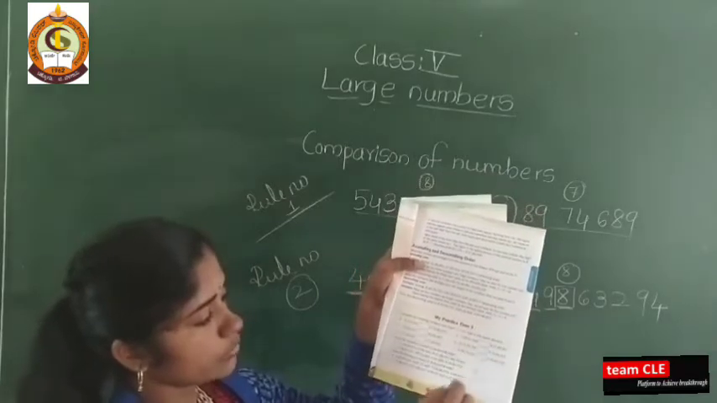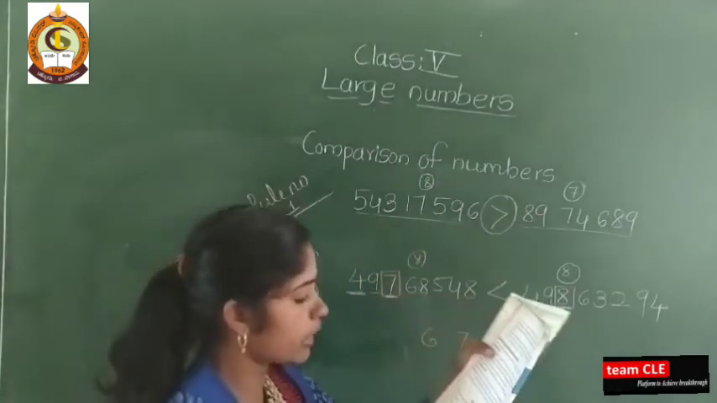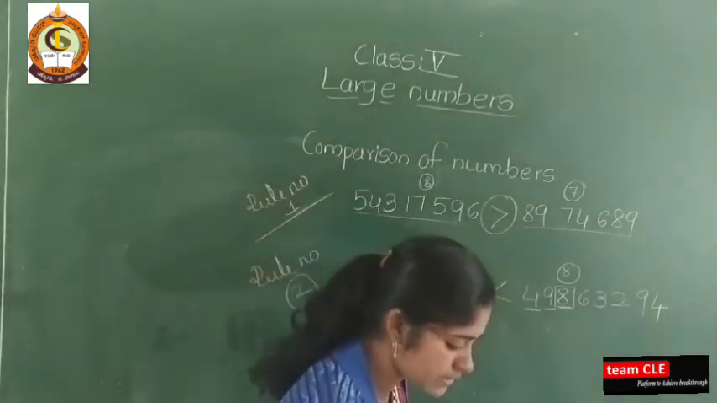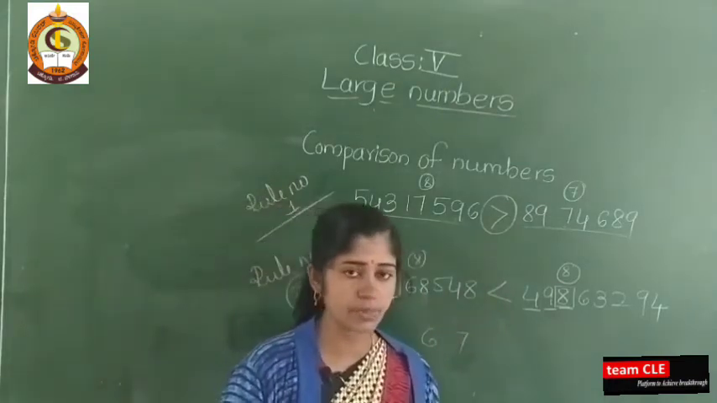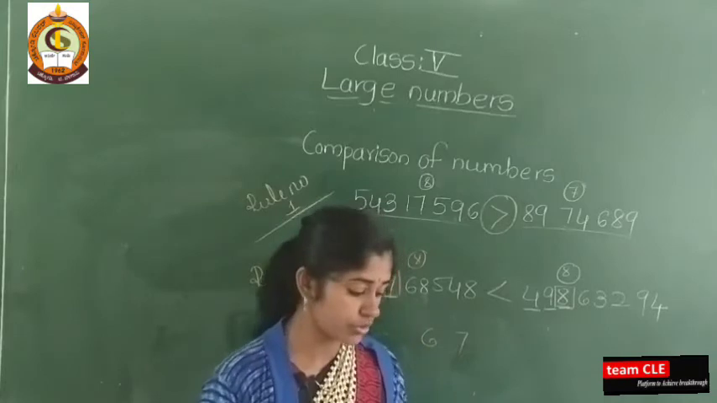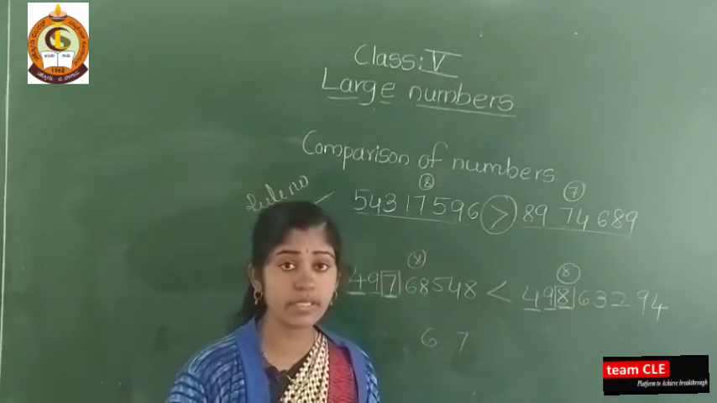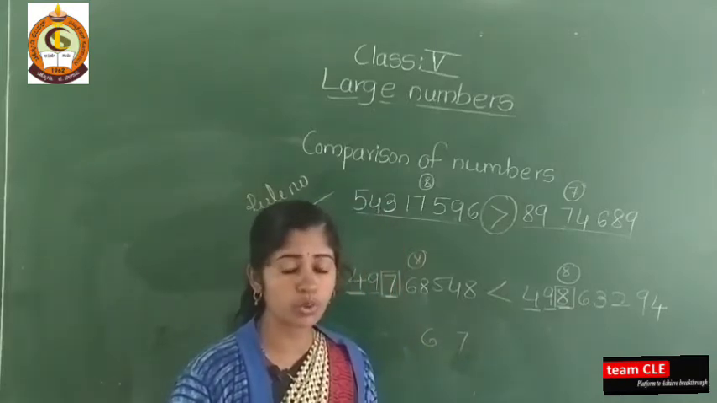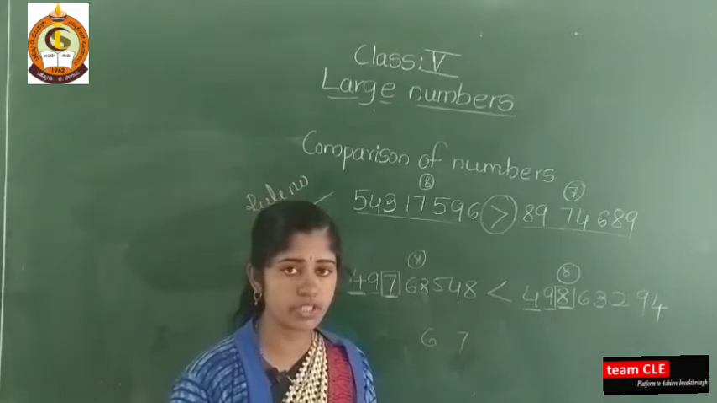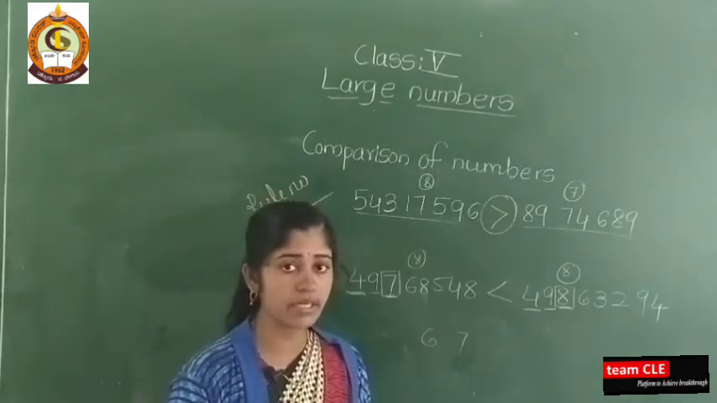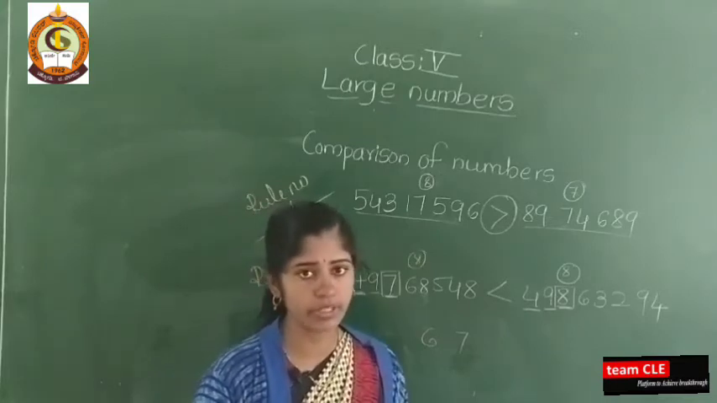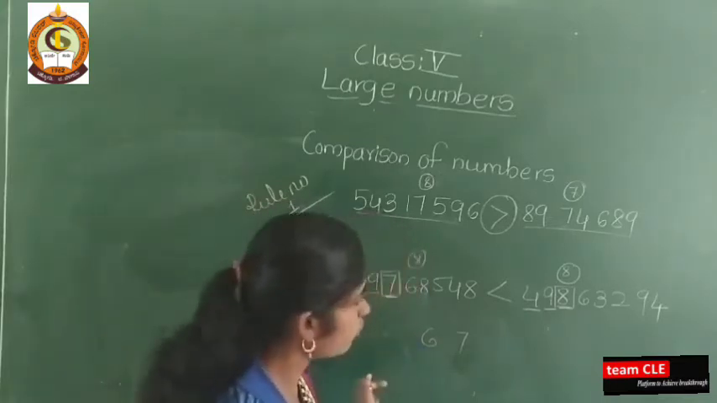So try to solve these numbers. Compare the following numbers and insert greater than, smaller than or equal sign in the space provided. You solve these examples in your notebook. Already I told you to purchase one 300 pages book. In that book you have to practice it. You need to practice every day. Okay, so I hope you understood this.